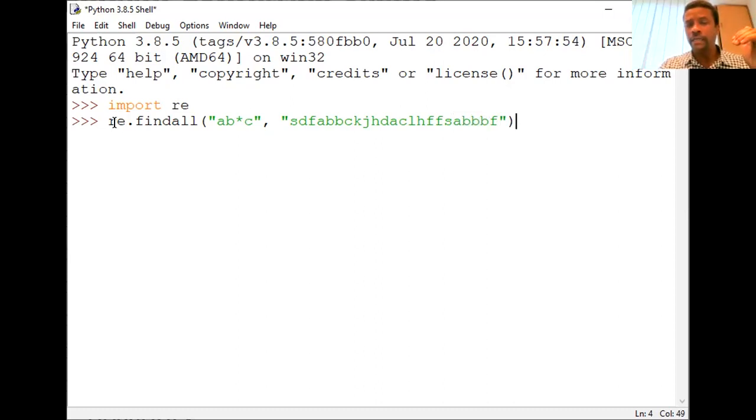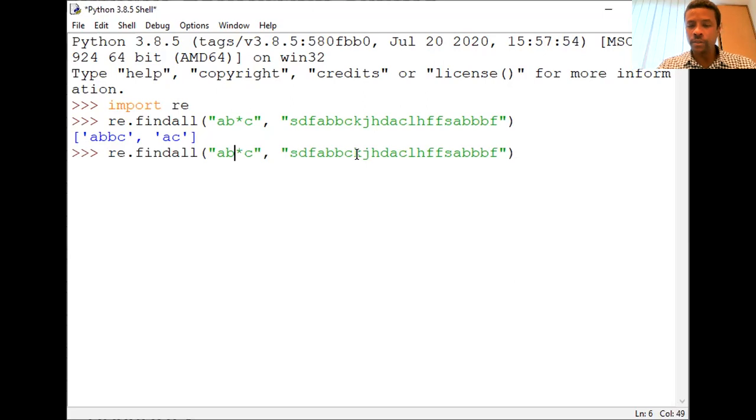So re is the regular expression module and the method that we use is findall. We want to find all matches that satisfy this pattern, and this is the input string that we provide. If you do this, it is going to find A, B, B, C, and A, C, because of the asterisk, which means zero or more times. Now, what if we make it plus? What do you think would happen?